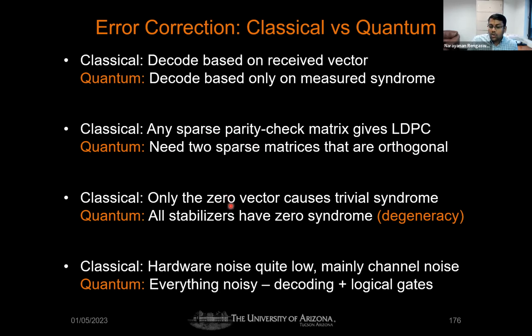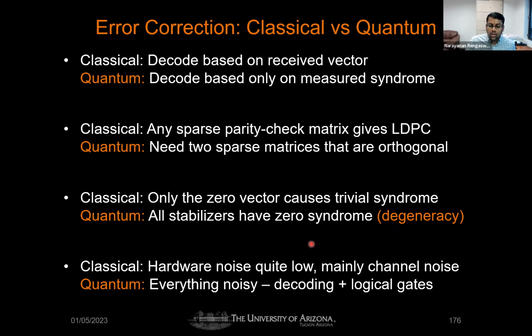In the classical case, only the 0 vector has trivial syndrome, meaning that if you have the all 0 vector as the error, then the code word plus error is just the code word, and then if you do H times Y transpose, you will get zeros. Whereas in the quantum case, even if you have stabilizer errors, they don't change the syndrome, right? Because stabilizers themselves have 0 syndrome. And so this is called degenerate errors, which is also a big topic, but we didn't get into that in this short course.